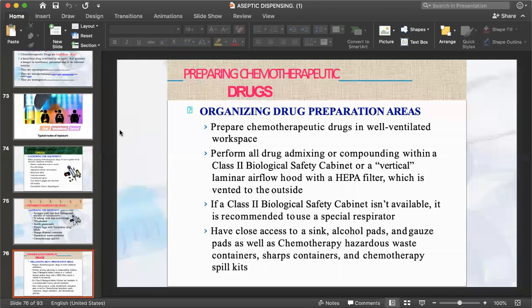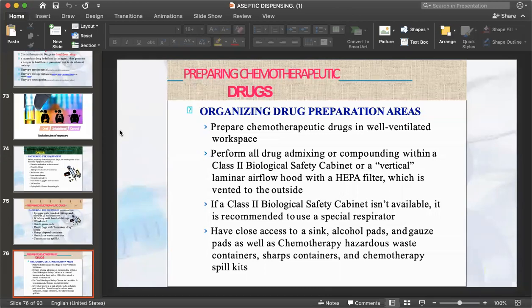Organizing drug preparation areas. What type of area is required where these drugs have to be reconstituted or prepared? Prepare chemotherapy drugs in a well-ventilated workplace. It must be an airy, ventilated workplace. Perform all drug admixing or compounding within a class 2 biological safety cabinet, I can show in the next picture what type of cabinet it is, or a vertical laminar airflow hood with a HEPA filter which is vented to the outside.